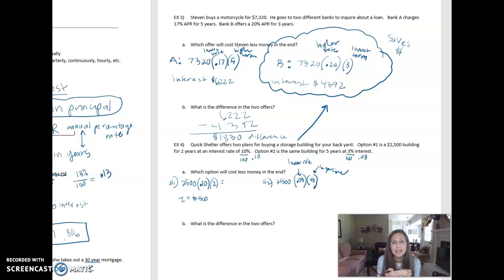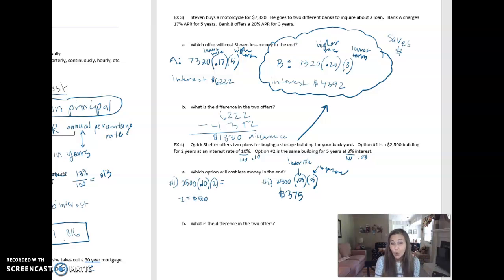The rate and the time work together, and those two things together are what determine how much interest you're going to pay. You can raise the rate, lower the time, or you can lower the rate and raise the time. Sometimes you can lower both, sometimes you can raise both, but these two things work together. Okay, let's see what option 2 is going to have us paying in interest. $375.